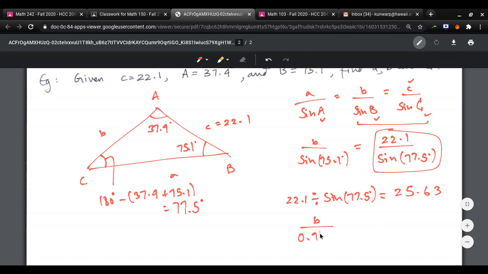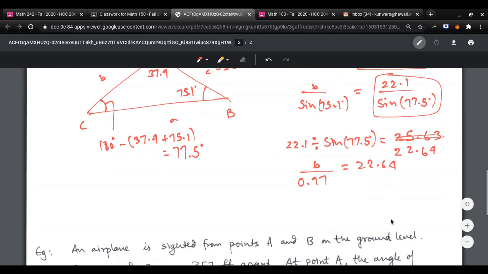I can also find what sine of 75.1 is, which is 0.97. Sorry, the previous answer might not be correct because I think my phone was on radians. Let me recheck. 22.1 divided by sine 77.5 is 22.64. Okay, this equals 22.64, and then it's a cross multiplication.